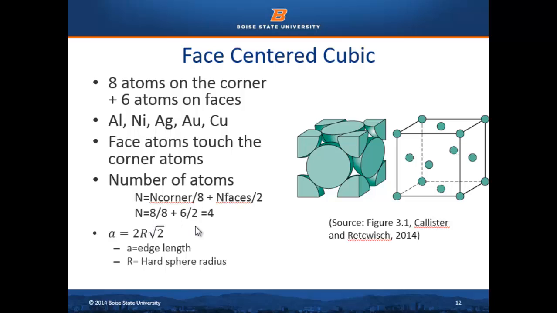There are 8 corner atoms, each occupying 1/8 of an atom on all 8 corners. There are half atoms occupying all 6 faces. Therefore 1 from the corners and 3 from the faces equal 4 atoms per unit cell. The edge to radius ratio is a equal 2r root 2, where a is the edge length and r is the hard sphere radius of atoms. We will talk briefly about how this relation is derived in the next slide.